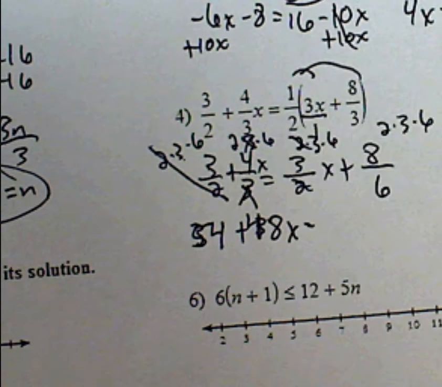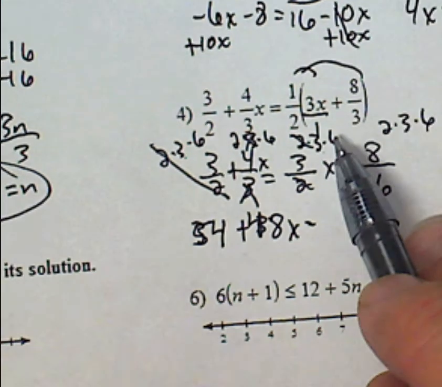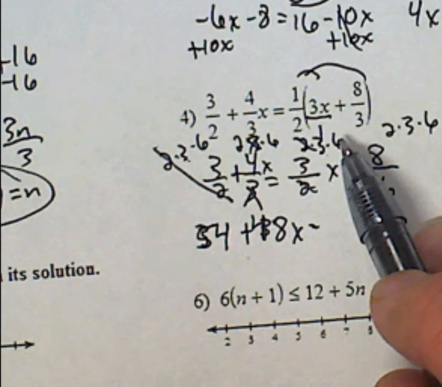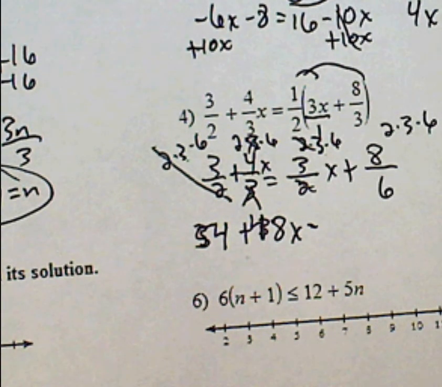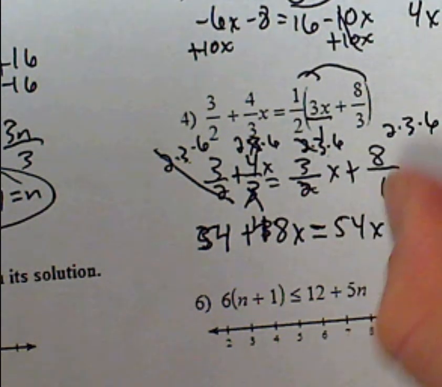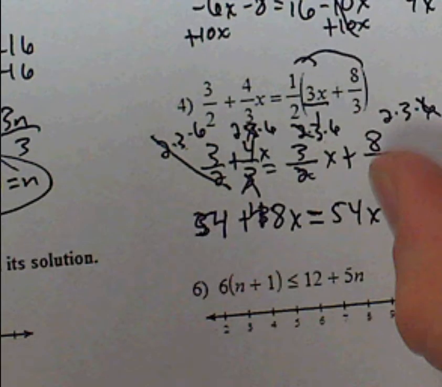My 2's go away. 3 times 6 is 18. 18 times 3 is 56. Let me double check. 18 times 3, nope, 54. And then my 6's go away, so 2 times 3 is 6. 6 times 8 is 48.